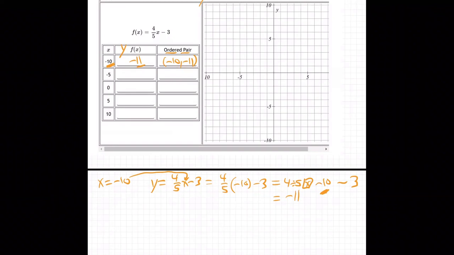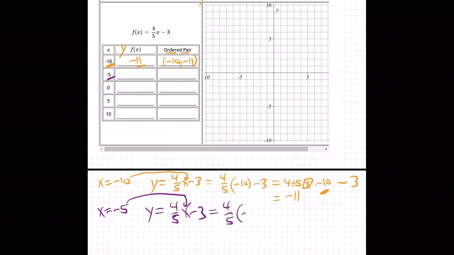And then let's do the next one. So -5. We'll plug in x equals -5. So it's going to be 4/5, and then I'm going to plug in -5, minus 3, right there for x. Well, here I should take it more slowly. 4/5 times x minus 3 right there.